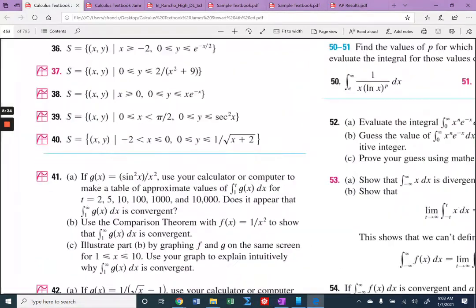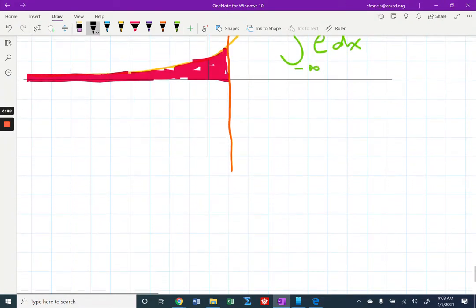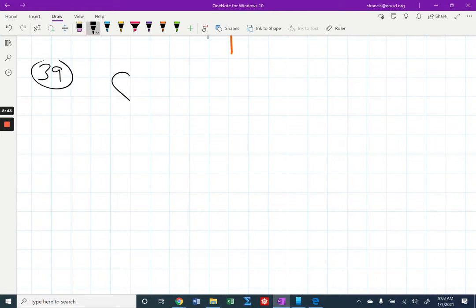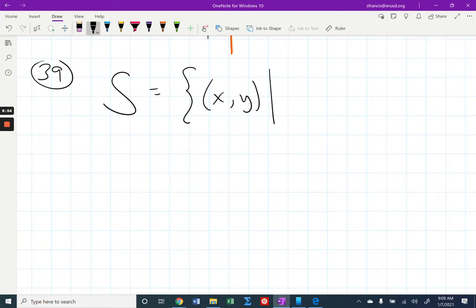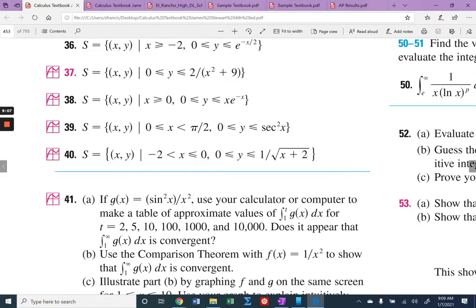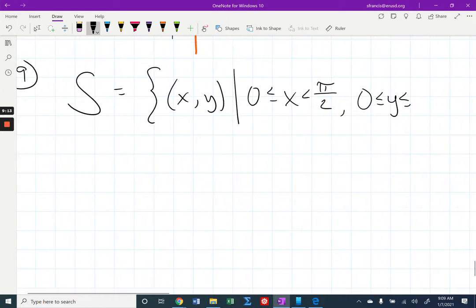39 is similar. Let's go ahead and set it up really quickly. It's another set of ordered pairs, a set of points in the plane. S is the set of all ordered pairs x, y, and they're going to restrict it, so we're not talking about the entire plane, which is unbounded: 0 is less than or equal to x, less than pi over 2. So the x coordinates of these points have to be trapped between 0 and pi over 2, including 0 but not including pi over 2. And the y coordinates are between 0 and secant squared.